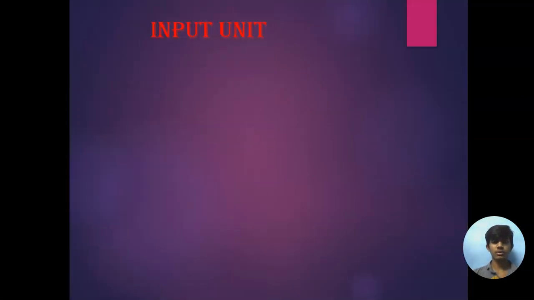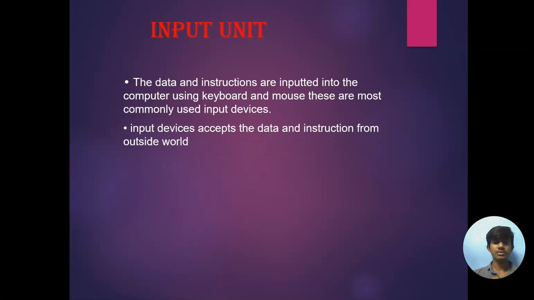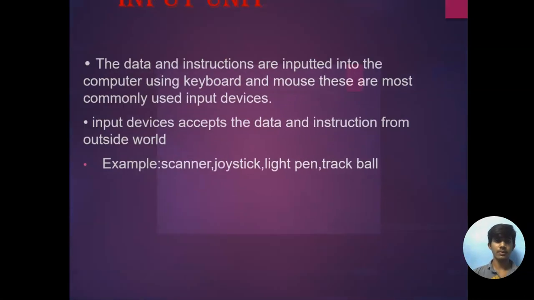Next, let us understand one by one in the block diagram. First one, input unit. The data and instructions are inputted into the computer using keyboard and mouse. These are the most commonly used input devices. The input devices accept the data and instructions from the outside world. Some examples of input devices are scanner, joystick, light pen, and trackball.